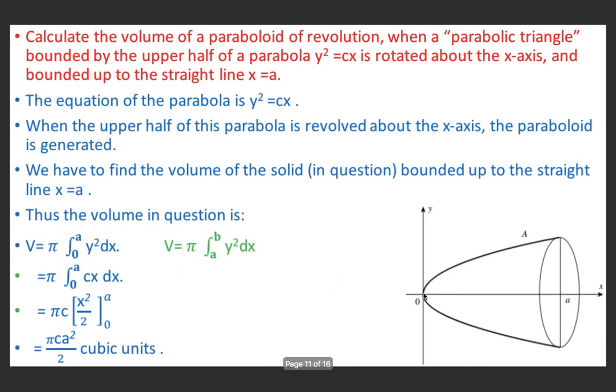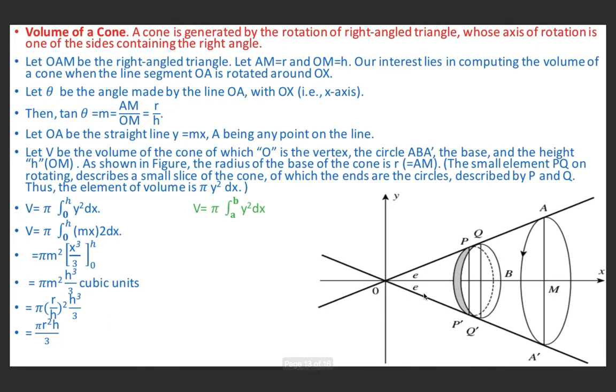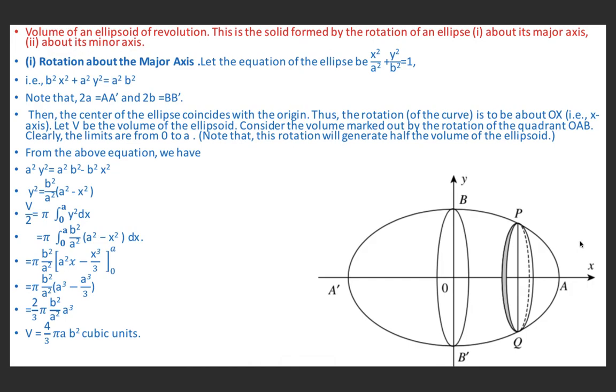So here also, in the case of the ellipse, I have rotated only the portion of the first quadrant and calculated half the volume of the ellipse, and then multiplied it by 2 to get the total volume of the ellipse. Here also you can calculate it by the second method, by rotating the upper portion of the ellipse around the x-axis.